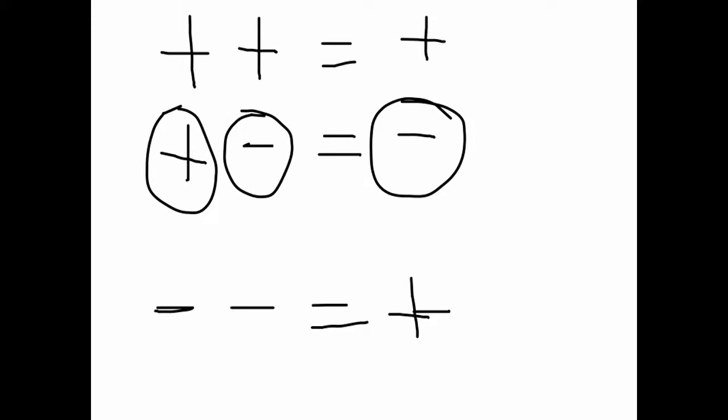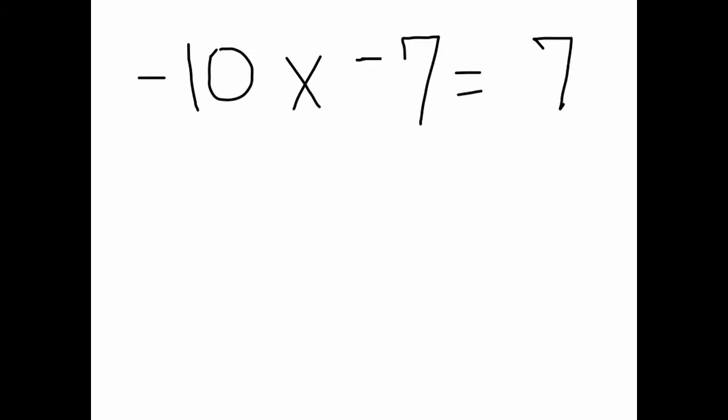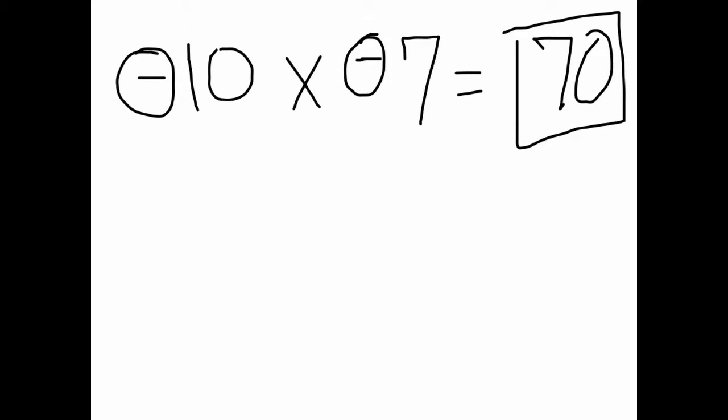Let's do an example. Let's say I had negative 10 times negative 7. Well, I know, first off, that 10 times 7 is going to give me 70. And since my signs are the same, meaning I have two negatives, my answer is going to be positive 70. And of course, we know a negative times a negative is a positive. It kind of sounds like a little jingle.